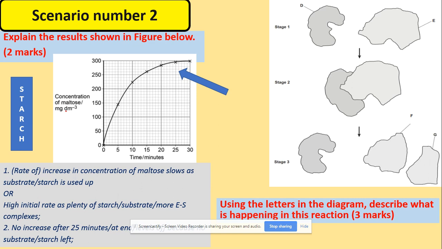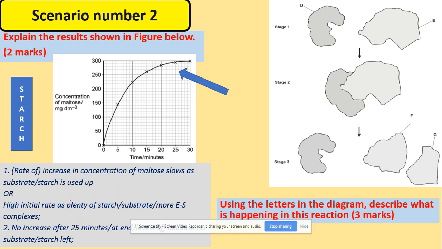Remember, you cannot escape from the enzymes. So the rate of reaction: increase in the concentration of maltose slows as the substrate starch is used up. And that's correct, because it does increase, but that increase slows here.